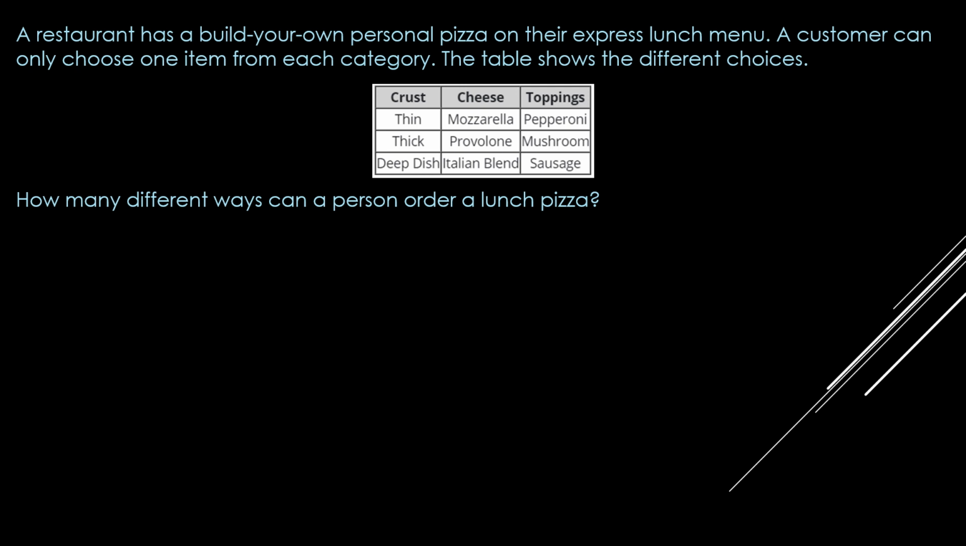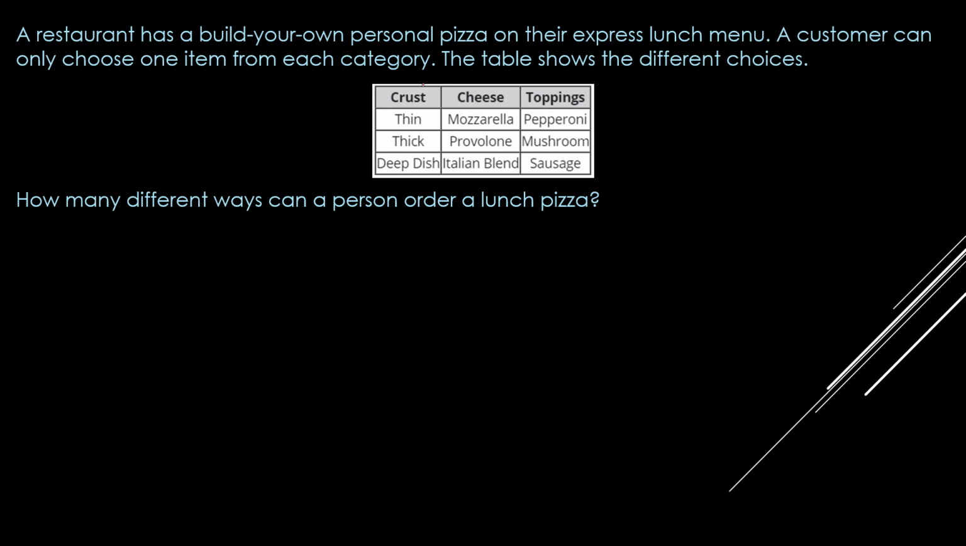A restaurant has a build-your-own personal pizza on their express lunch menu, and a customer can choose only one from each category. The table shows the different choices. How many different ways can a person order a lunch pizza? So again, this is kind of asking how many different outcomes are there?